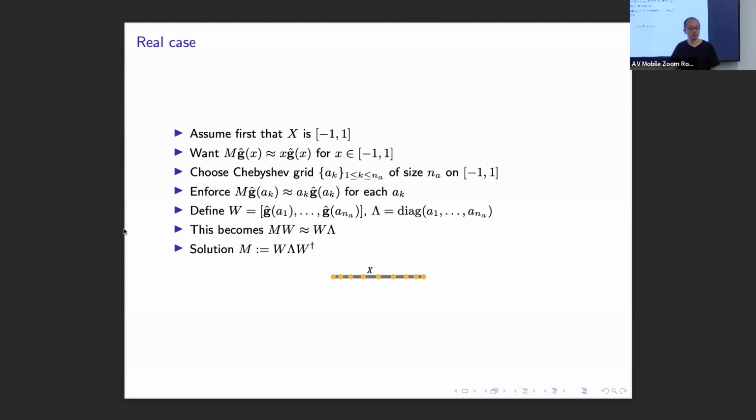Well, we go back to Chebyshev, right? We choose the Chebyshev grid on this interval. The yellow points correspond to the Chebyshev grid. It's clustered towards the ends of the interval, and has a bigger spacing in the middle of the interval. What you do is enforce this condition not everywhere, but only on the Chebyshev grid. Again, you can write down this condition in matrix form, and you can take the pseudo-inverse, and that will give you the matrix M in the real case.